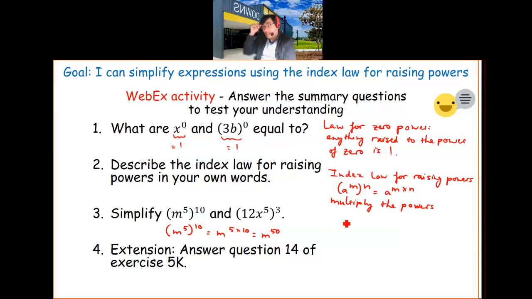Now, Larissa has been a gun there. She's on fire. She's been answering questions. So, Larissa, I'm going to say that you've earned your star for effort.